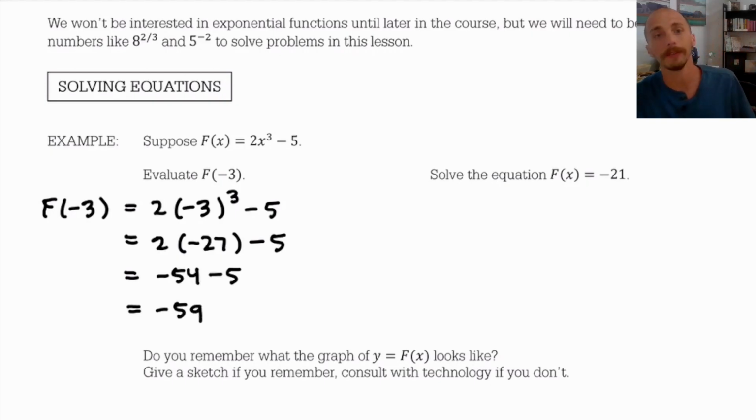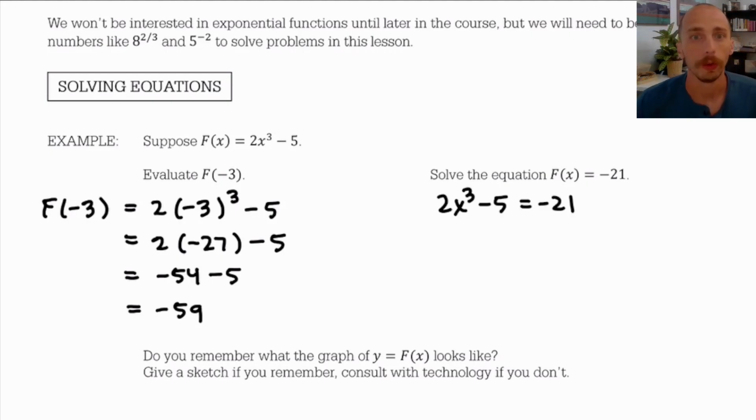And then solve the equation f of x equals negative 21. Okay, let's set that up. We're going to do the same thing to both sides of the equation until we can access x on its own. I would recommend going in reverse order of operations, so deal with that addition and subtraction first. We've got that subtraction of 5, so we need to get rid of that. We'll do the opposite, which is add 5 to both sides. So 2x to the 3 equals negative 21 plus 5, which is equal to negative 16.